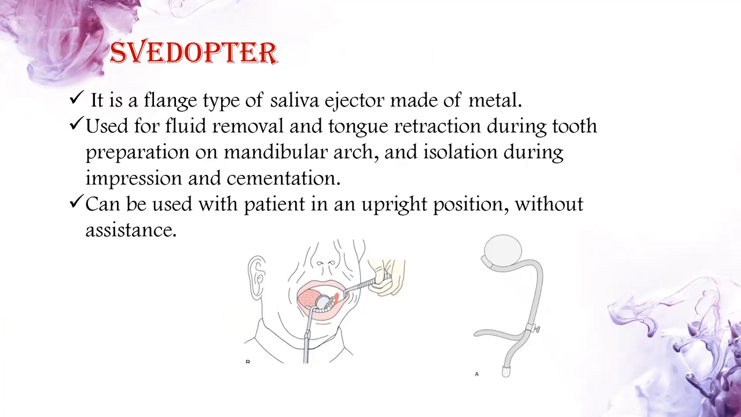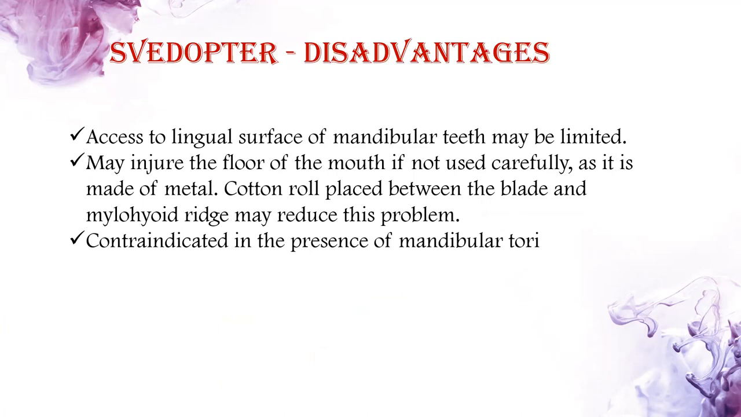Sweetopter. It is a flange type of saliva ejector made of metal used for fluid control and tongue retraction during tooth preparation on mandibular arch and isolation during impression and cementation. Can be used with the patients in an upright position without assistance. Disadvantages: access to lingual surface of the mandibular teeth may be limited, may injure the floor of the mouth if not used carefully as it is made of metal. Cotton rolls placed between the blade and mylohyoid ridge may reduce this problem. Contraindicated in the presence of mandibular tori.